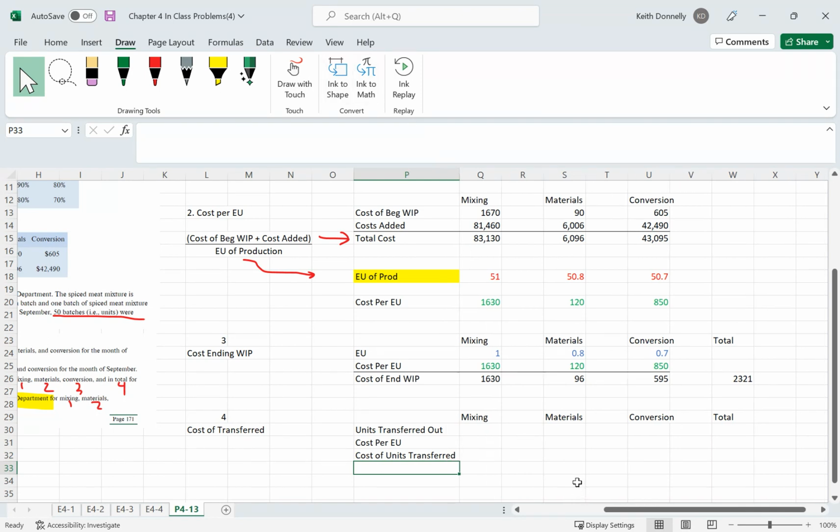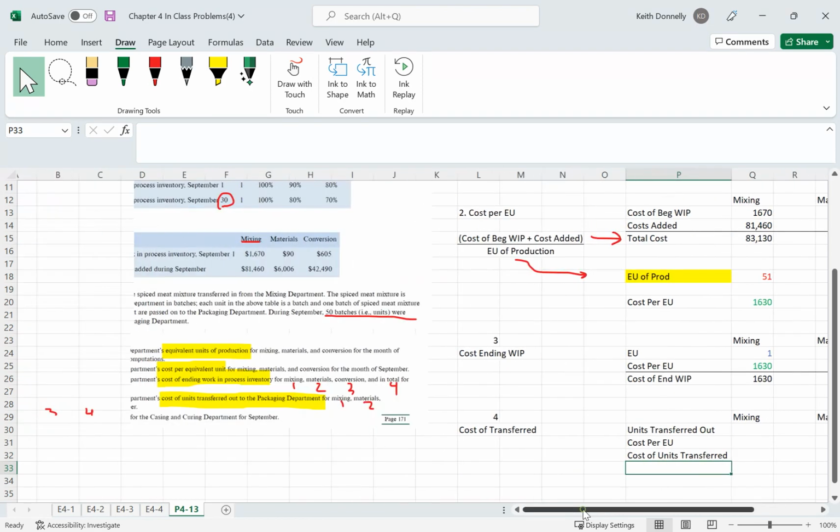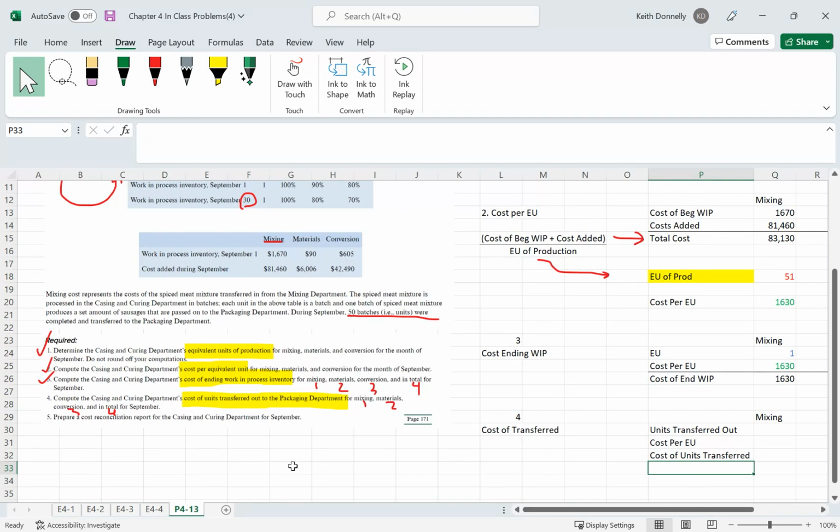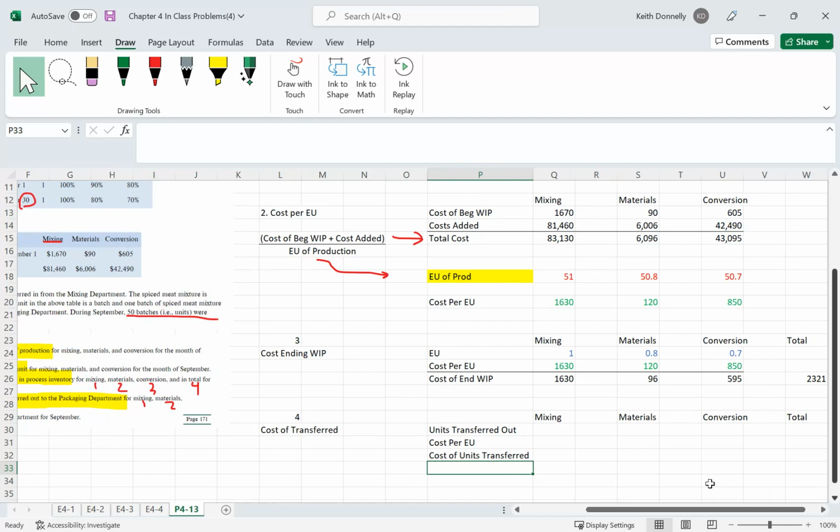Okay, so with this, we're going to go over to the facts again. It said in the facts that during September, we had transferred out 50 batches. So when we're looking at our transferred out units, that would be 50 for mixing, 50 for materials, and 50 for conversion costs.